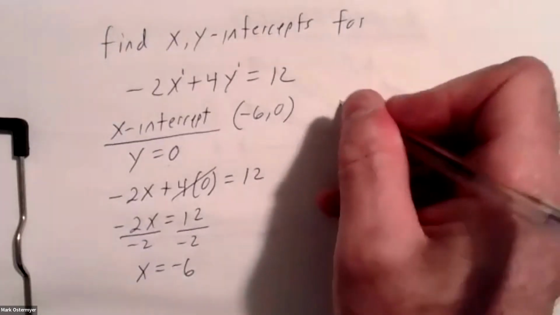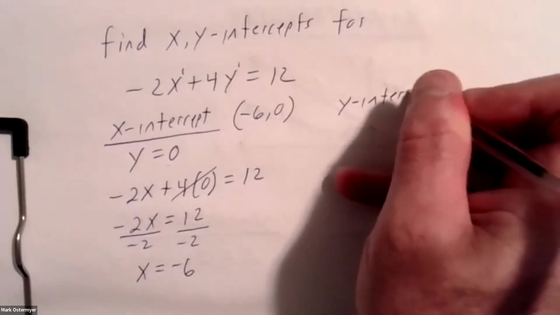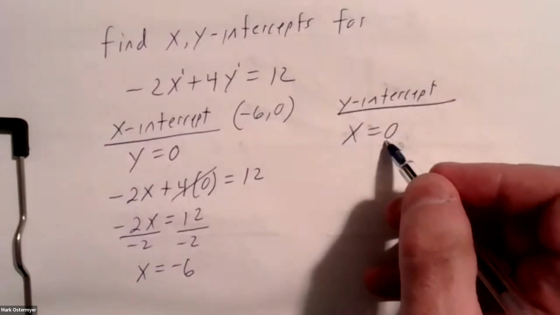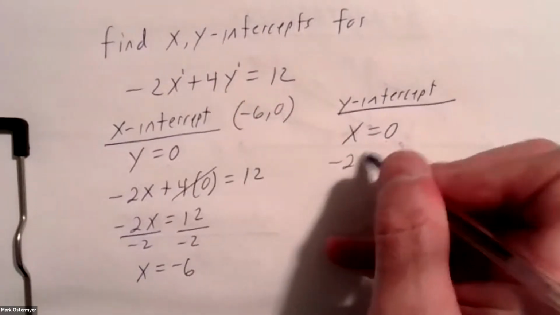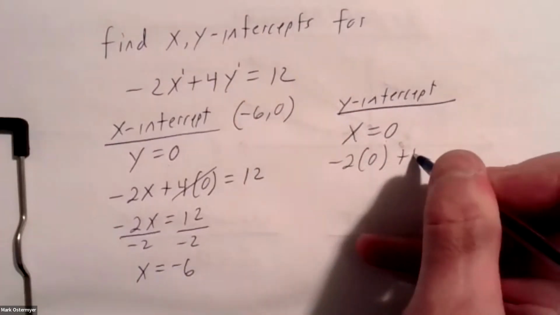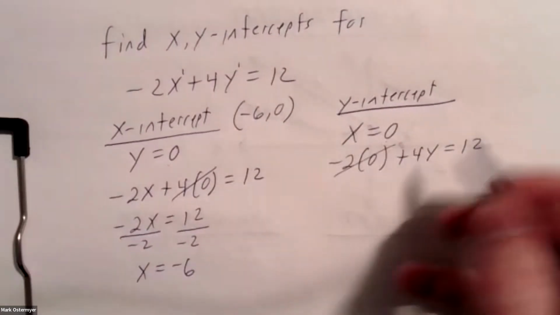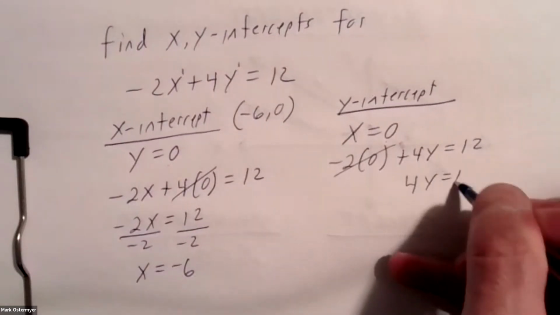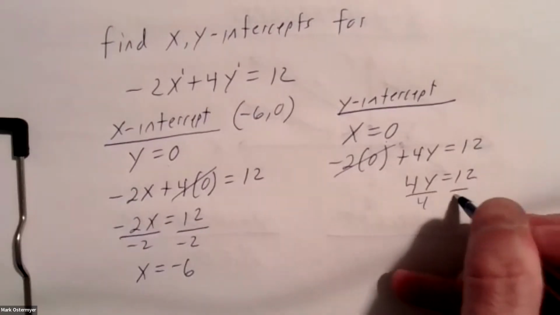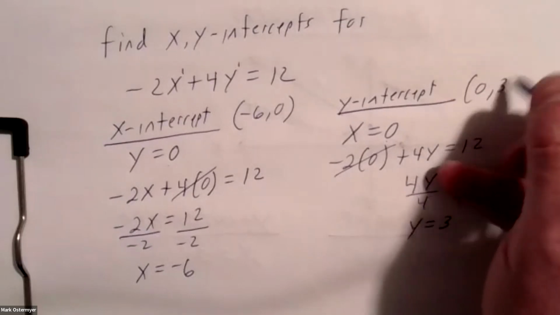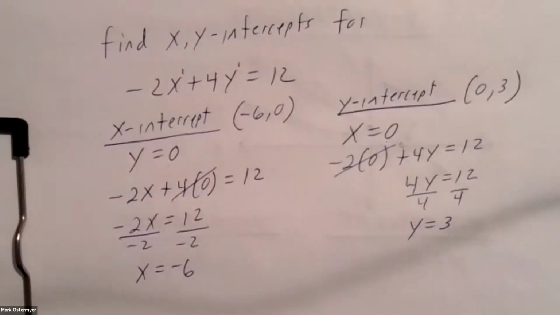To find the y-intercept, we set the other variable, namely x, equal to 0. Substitute 0 in for the x variable into the equation, and then we can solve for y. This term is gone. Divide both sides by 4, and y is equal to 3. So our y-intercept would be (0, 3). All right, that's how we find our intercepts manually.